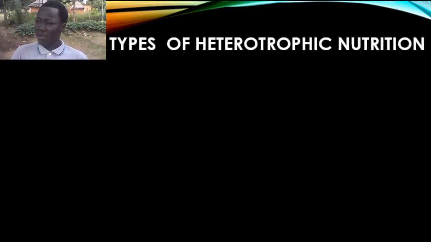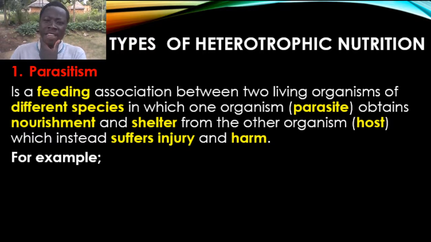And of course, the other examples are most bacteria. But there are also several types of heterotrophic nutrition. One is what we call parasitism. By definition, parasitism is a feeding association between two living organisms of different species, in which one organism, called the parasite, obtains nourishment and shelter from the other organism, which is called the host, and the host suffers injury and harm.